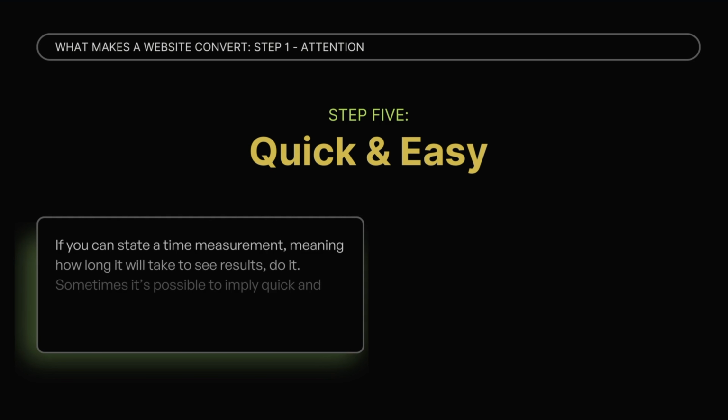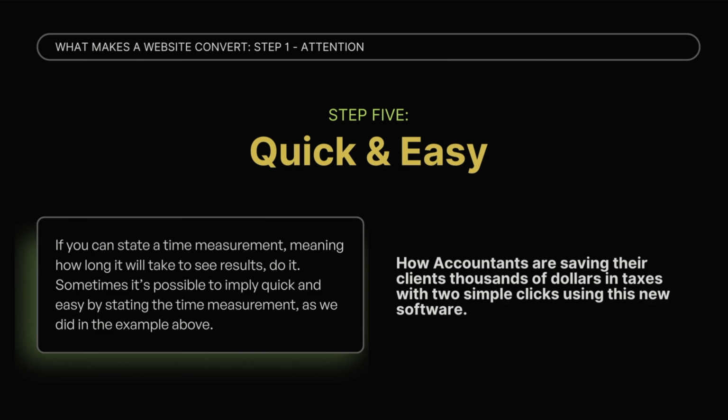Step 5. Quick and easy. As discussed in the previous step, if you can state a time measurement, meaning how long it will take for your prospects to see results, do it. Sometimes it's possible to imply that your product is a quick and easy solution with a time measurement or an action, as we did. This step is more indirect because you won't necessarily be writing the words quick and easy in your headline every time.